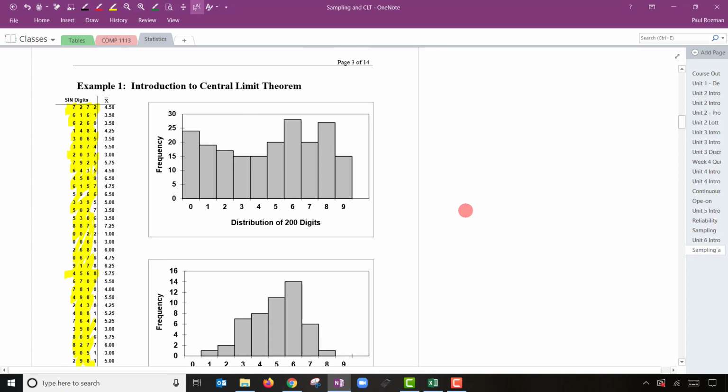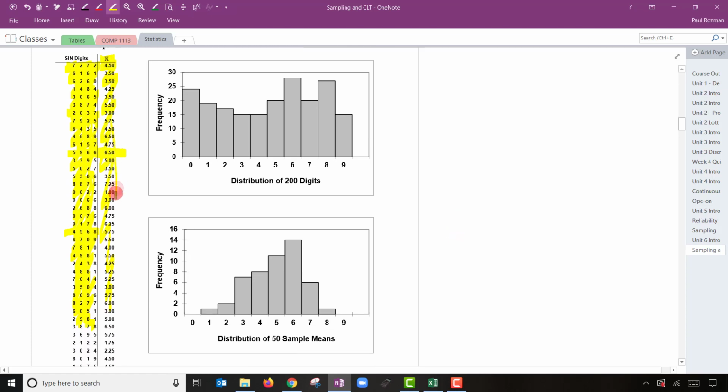After having these 200 digits, now I can do another experiment where I calculate the mean of each person's 4 digits. So person 1 had a mean of 4.5. Here's a person who had a mean of 6.5. So now I have a new data set. It only has 50 values in it. I made a frequency histogram of these 50 means. And you can see the results given here. So, most of them had a mean between 4 and 6. But no one had a mean of 9 and no one had a mean of 0.